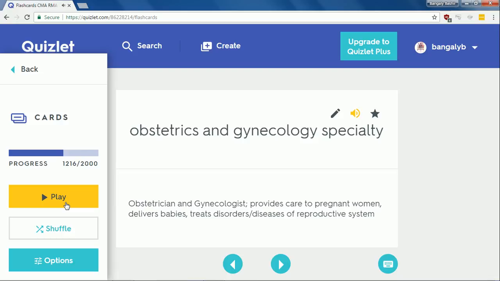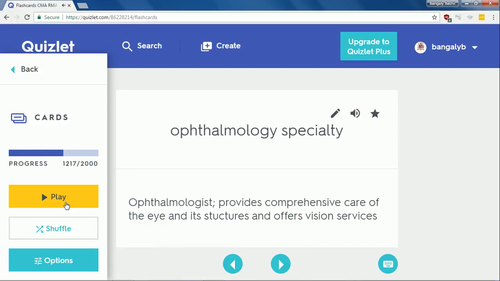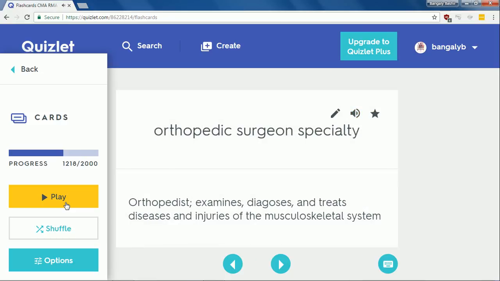Obstetrics and gynecology specialty: the obstetrician and gynecologist provides care to pregnant women, delivers babies, and treats disorders and diseases of the reproductive system. Ophthalmology specialty: the ophthalmologist provides comprehensive care of the eye and its structures and offers vision services. Orthopedic surgeon specialty: the orthopedist examines, diagnoses, and treats diseases and injuries of the musculoskeletal system.